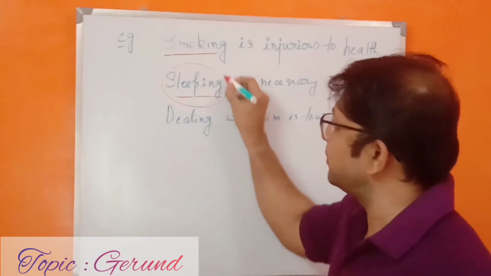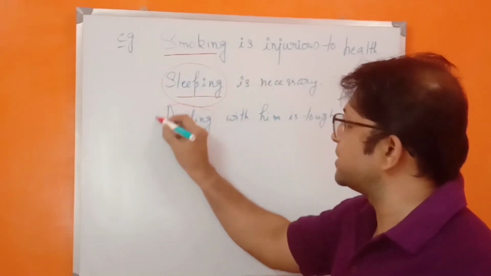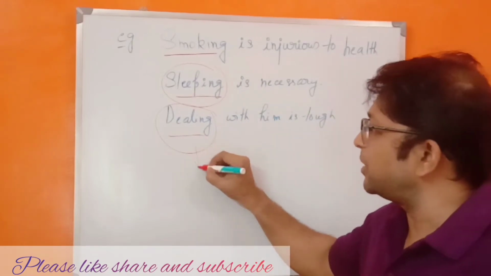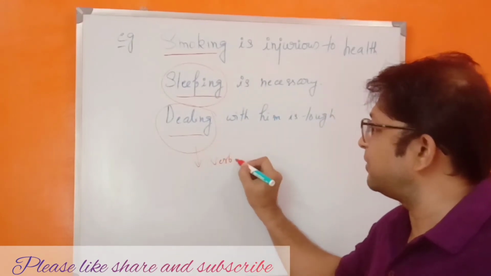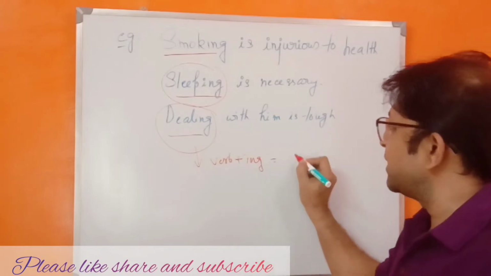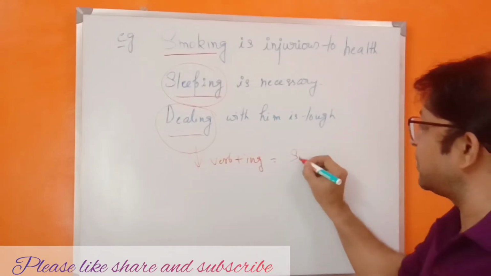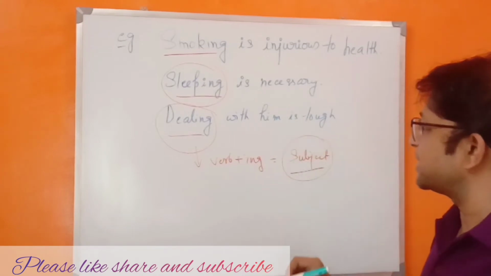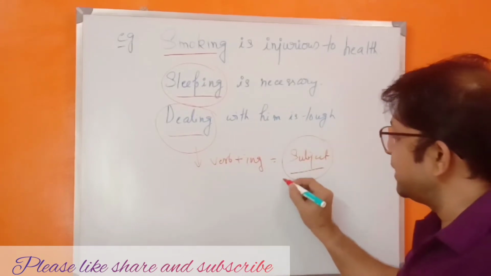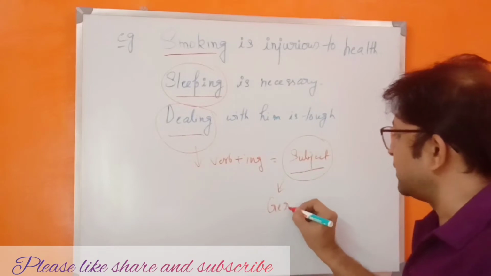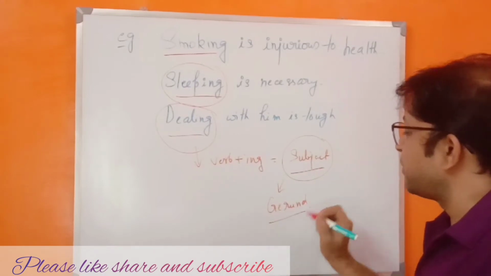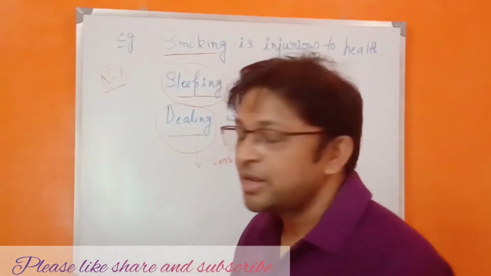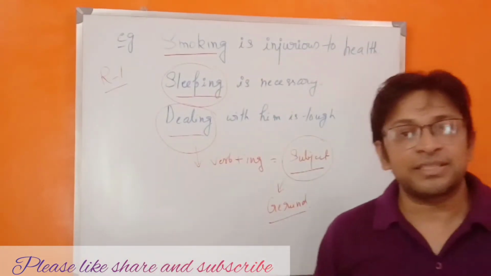Here also, dealing with him is very tough. So in each and every sentence, after the verb is placed with an ing, it is acting as the subject of the sentence. So whenever it is acting as the subject of a sentence, then we call it a gerund. So you have to remember these things. So this will be our rule number 1: when the gerund is acting as a subject.